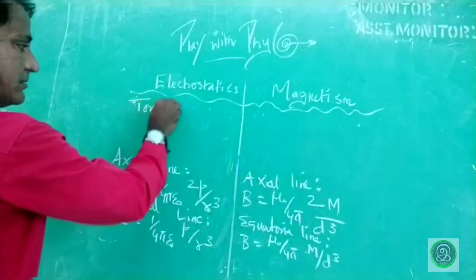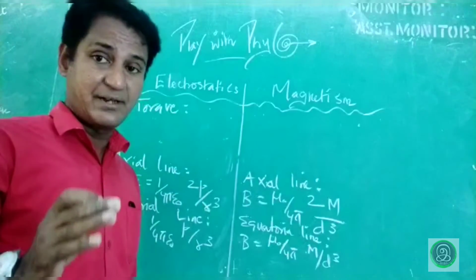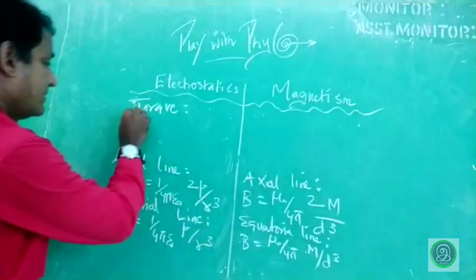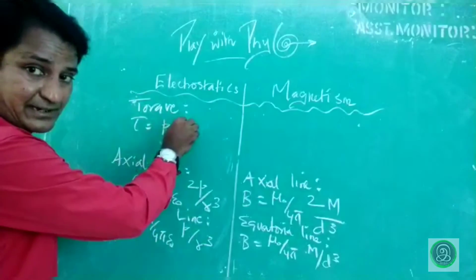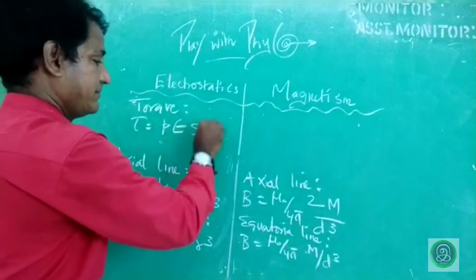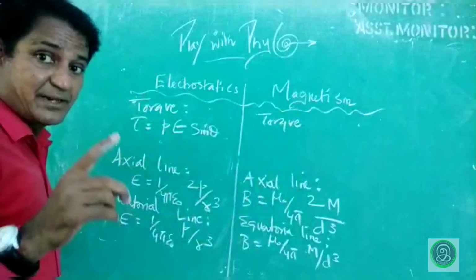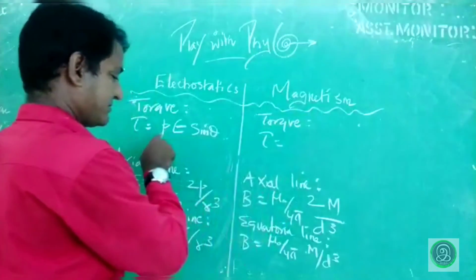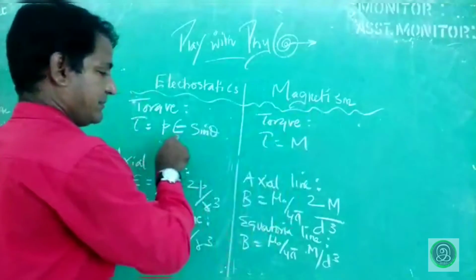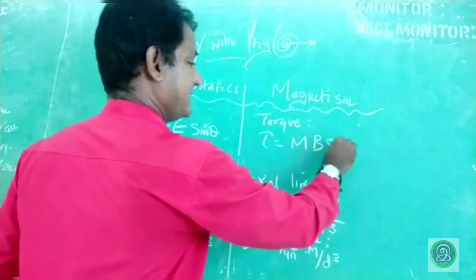Torque. Torque experienced by an electric dipole placed in an electric field. Tau is equal to small p, capital E, electric field, into sin theta. Here the torque on a bar magnet placed in a magnetic field is tau is equal to, in place of small p, capital M, in place of capital E, here the magnetic field, capital B, sin theta.